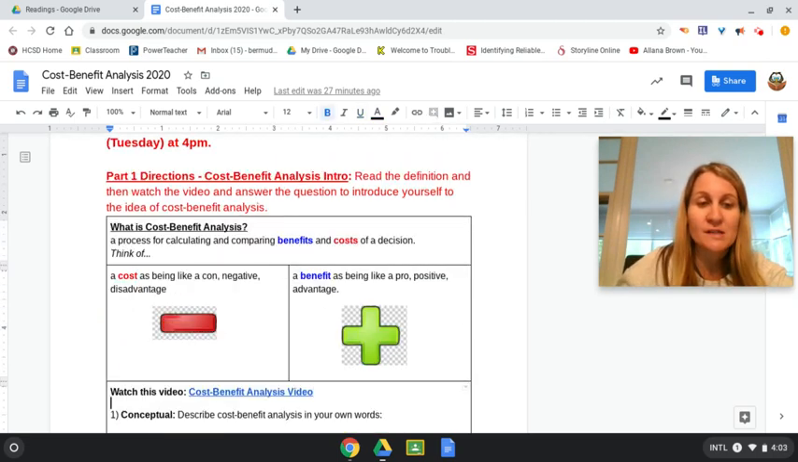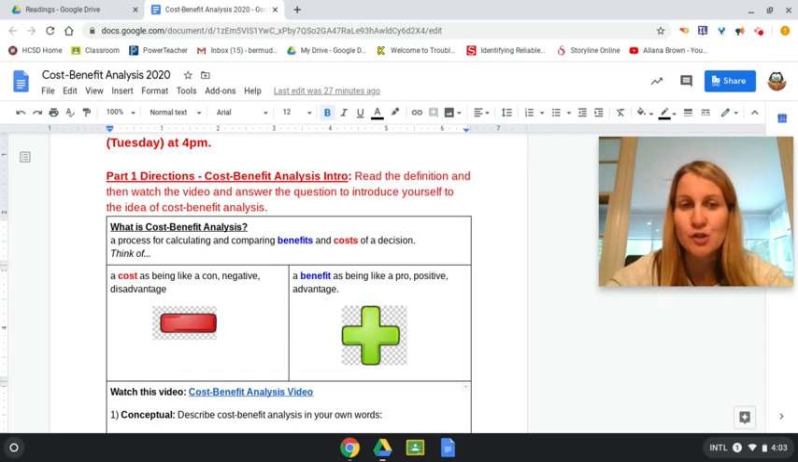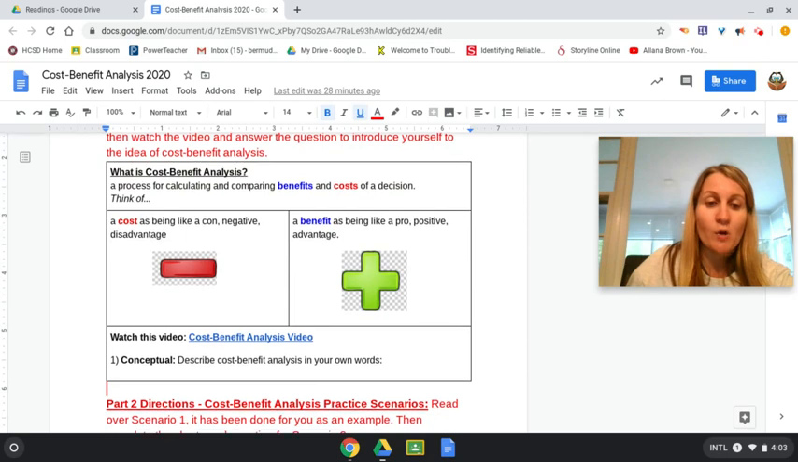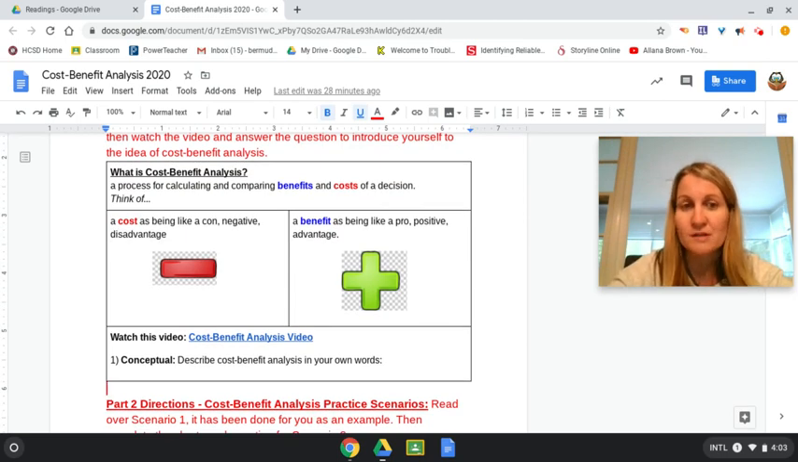Think of a cost as being a con, negative, or disadvantage. When you're trying to make a decision, there are always going to be costs or negatives to making that decision. Think of the benefit as the pros, positives, or advantages that come from making that decision. This will be better explained in the cost benefit analysis video. You should watch the video and then answer the conceptual question, describe cost benefit analysis in your own words. This should be at least 1 to 2 complete sentences explaining what cost benefit analysis is. And you can always watch the video more than once if you need to.